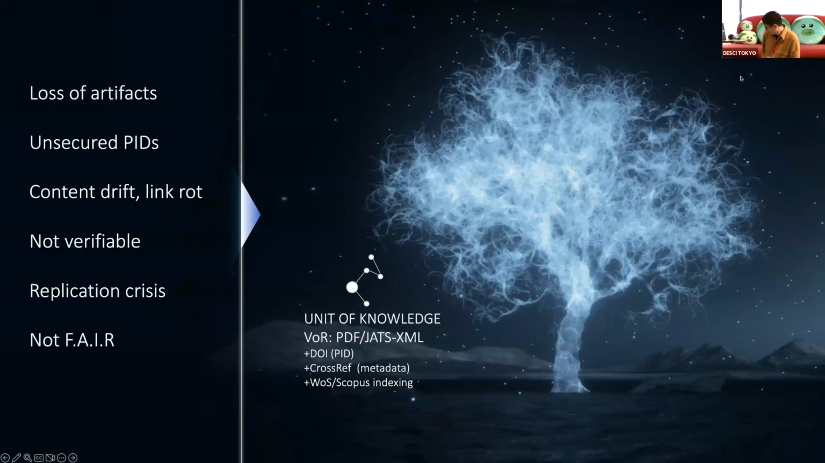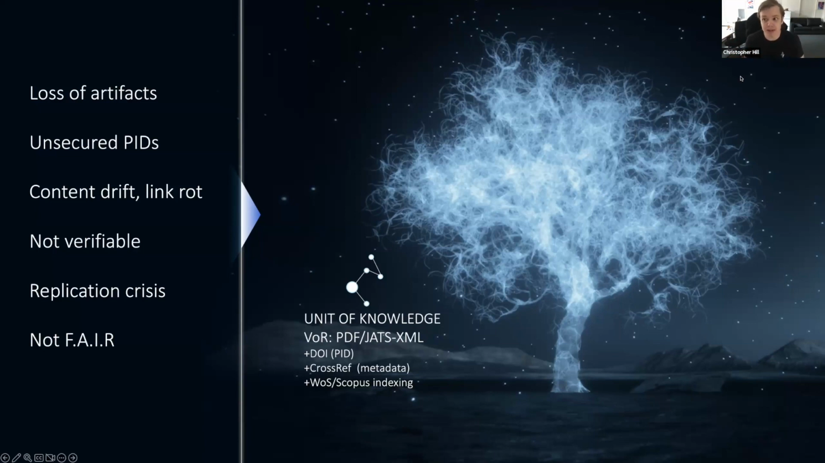However, today it suffers from loss of artifacts. We lose code, we lose data, we lose all the bits and pieces that make science reproducible and reusable and verifiable. It has unsecure PIDs, persistent identifiers, that are brittle, that rot, that can break. The scientific record itself has problems around content drift and link rot because the internet wasn't designed to solve for these issues. And it's because of that, it's not verifiable. It's difficult to find the data, to access the code, to reuse these components. They get lost. We lose them in hard drives in universities. And this creates a huge problem.